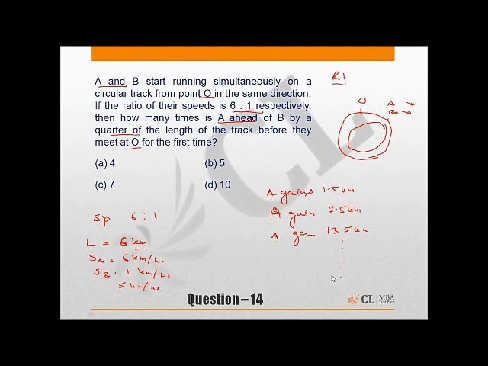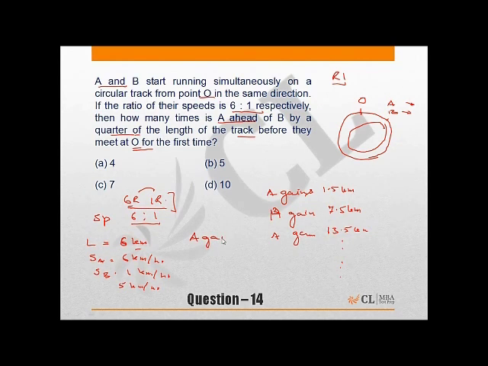Till when should you do it? Let's look at what the question says. Before they meet at O for the first time. When will they meet at O for the first time? Ratio of speeds is 6:1. That means when B does one round, A would do 6 rounds. Or A would gain, I can say, which means that A has gained in this case 5 rounds.